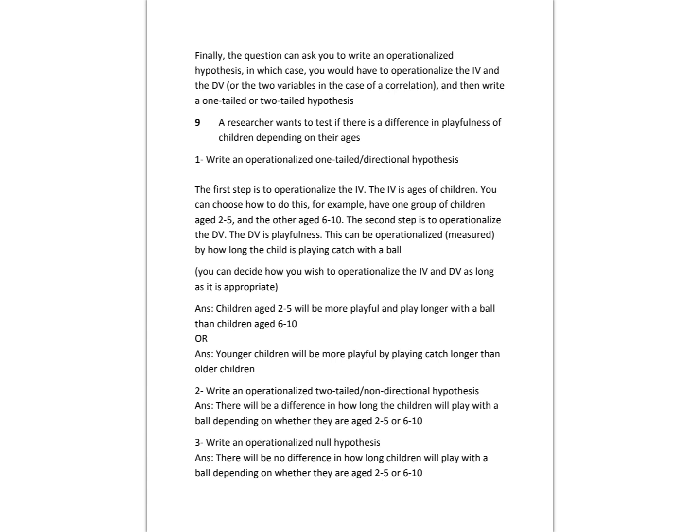The second step now is to operationalize the DV. The DV is playfulness. How do we measure playfulness? How do you measure whether someone is playing more than someone else? How much time they're spending in a particular game? So let's be a little more detailed with our operationalization for playfulness. How long the child is playing catch with the ball? How long a child is playing cricket? How long a child is playing soccer? How long the child is playing a video game, for example. So you can come up with whatever way you deem suitable for your answer.